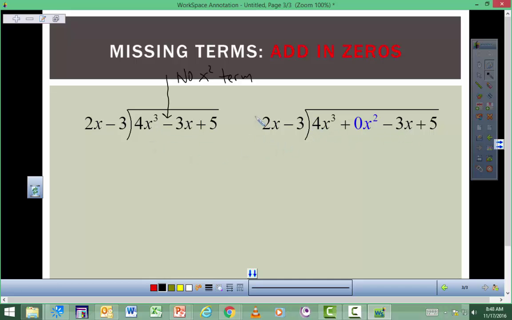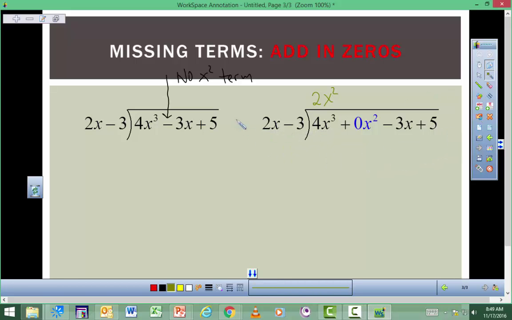And so watch what happens. Okay, so again, to show you the procedure again, we want to figure out what do we multiply this by to get exactly that. We're going to need a 2. What else? We need an x squared. We need an x squared. That would give us exactly 4x cubed. Okay, so then let's see what happens.